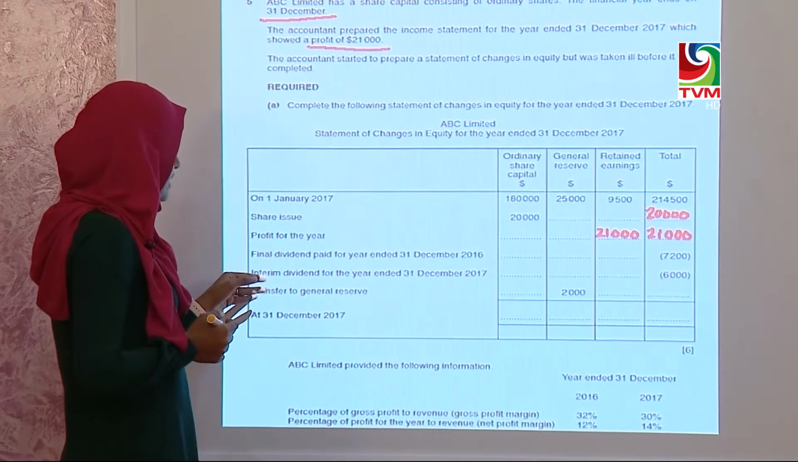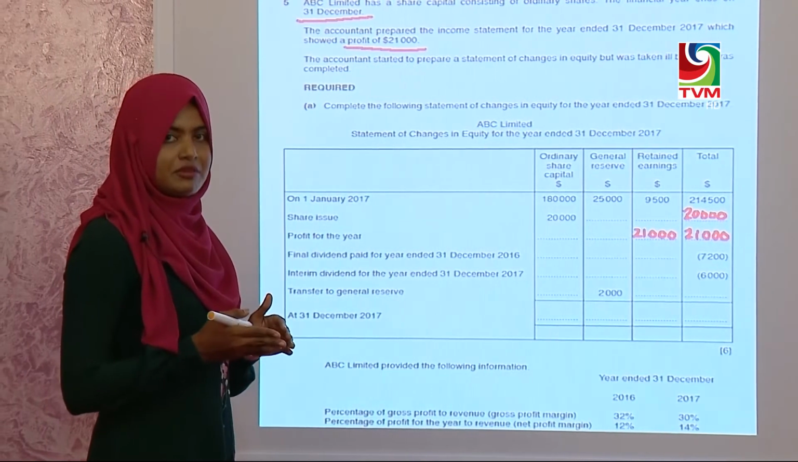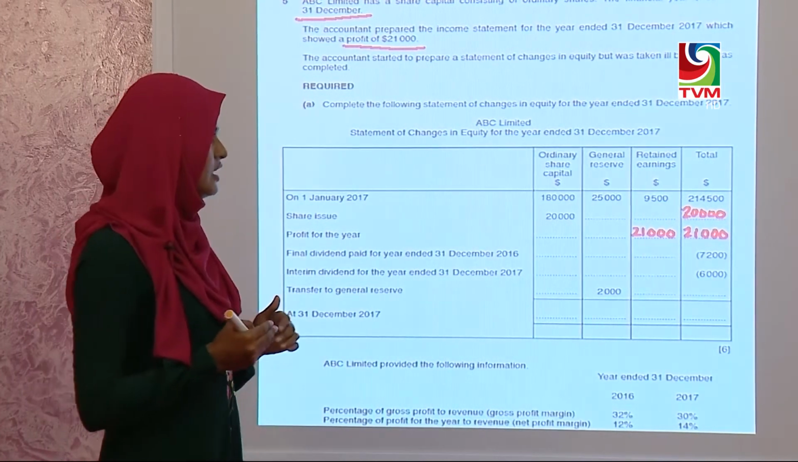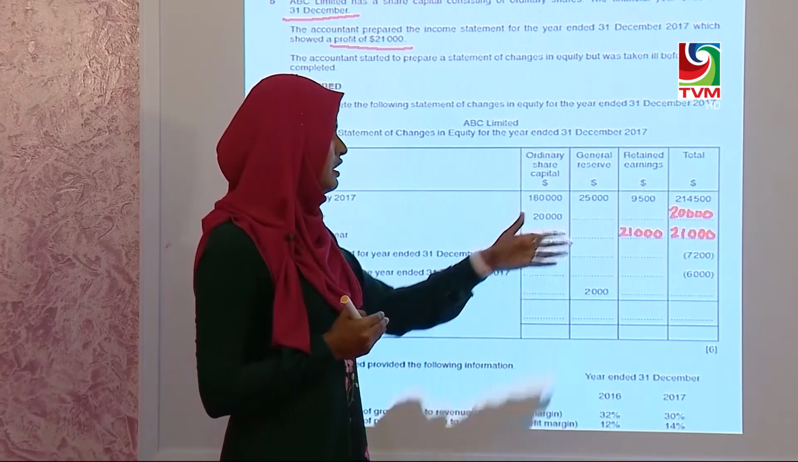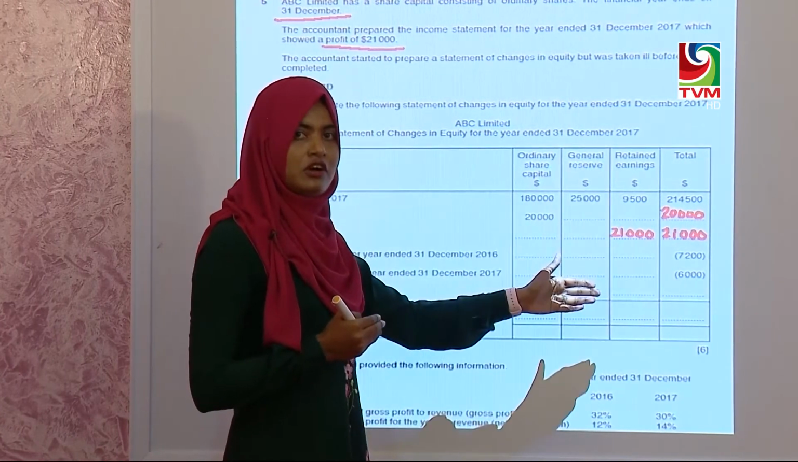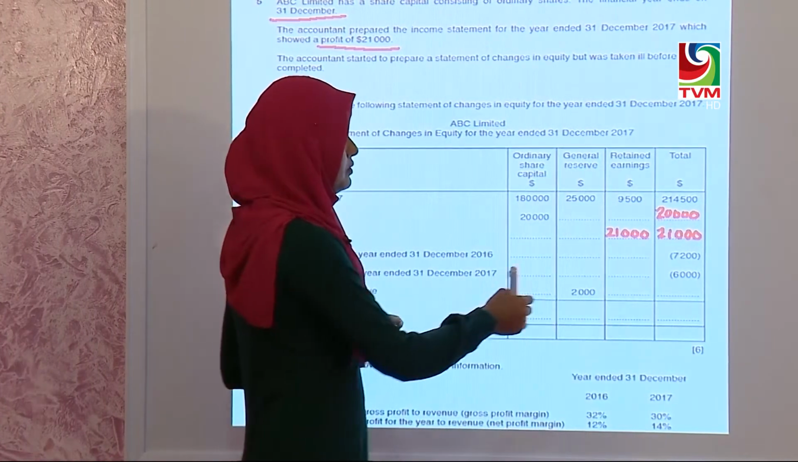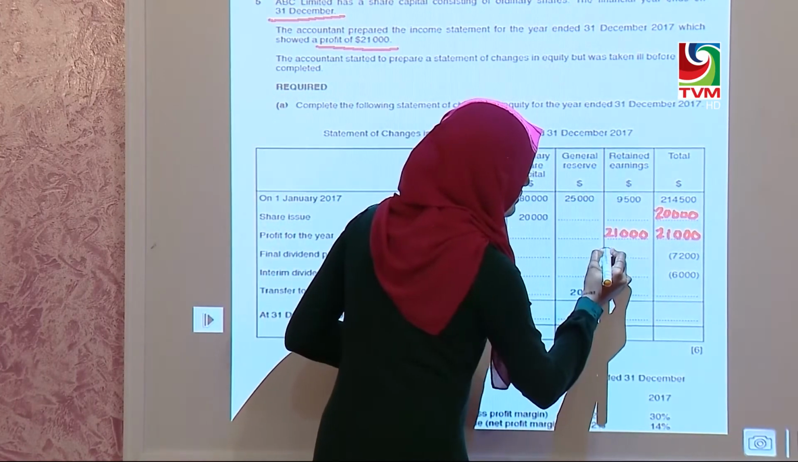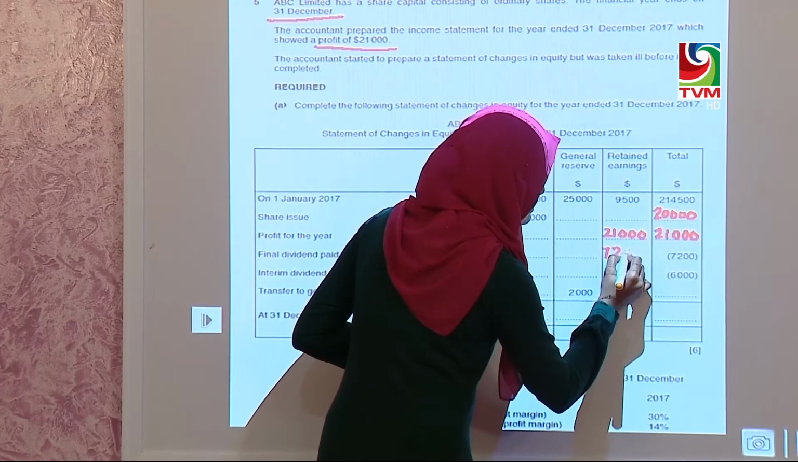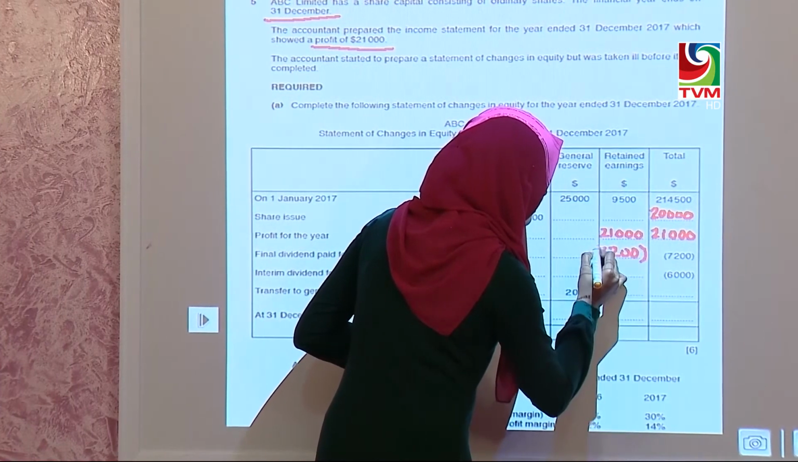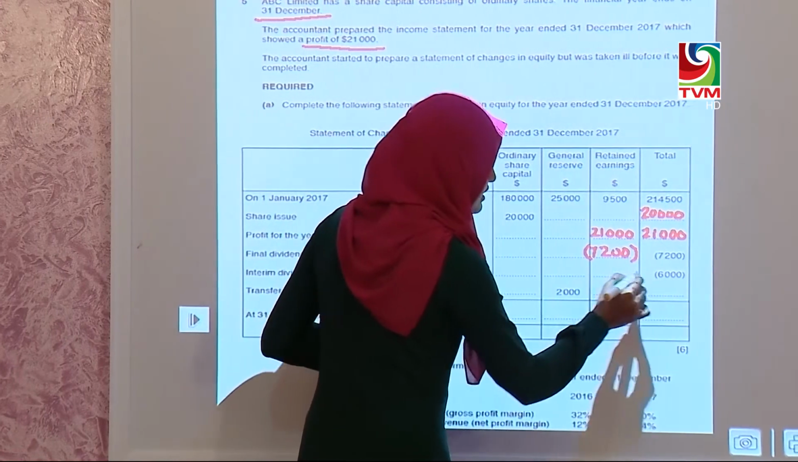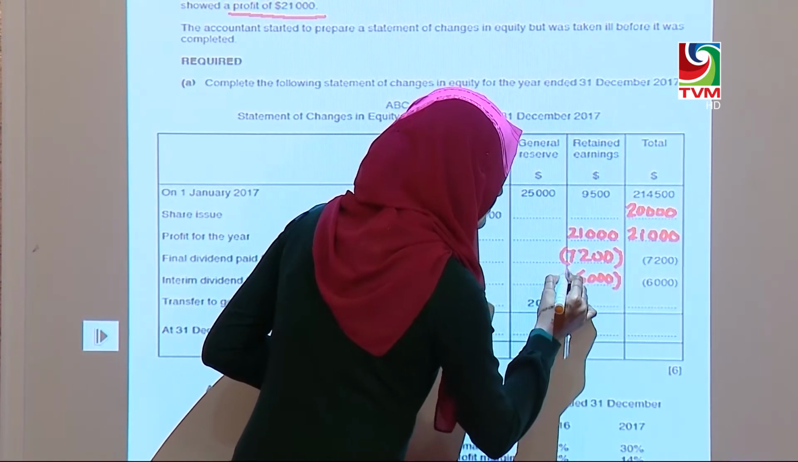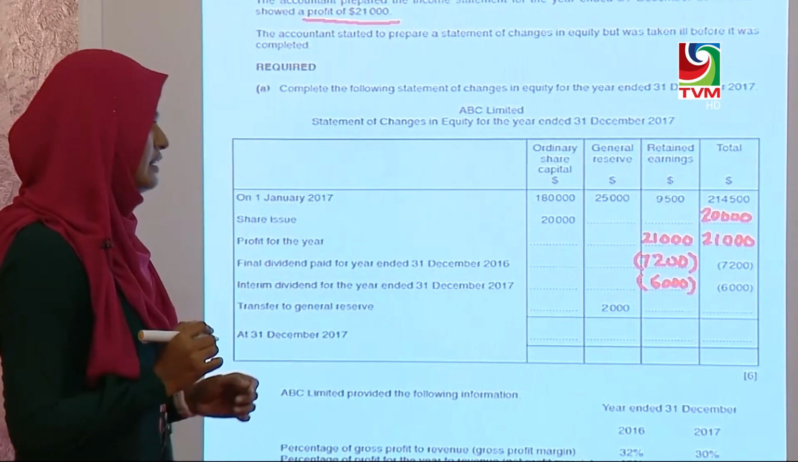Both the final dividend and interim dividend will have the same treatment, because dividend is given from the profit, which means that once the dividend is given, our retained earnings will also reduce. So here we need to deduct both final and interim dividend. So here you write 7,200, keep it within brackets, and then 6,000. This also you need to deduct here.